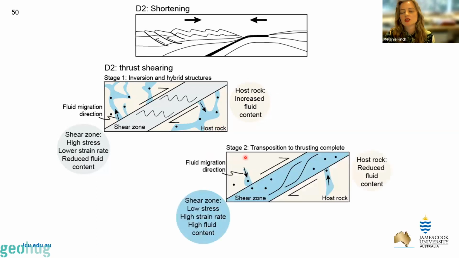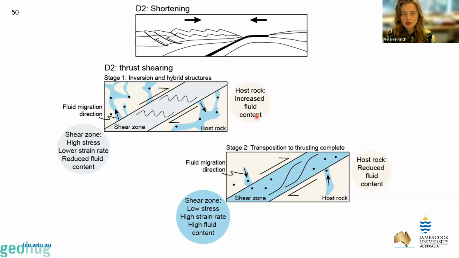Now, when the transposition to thrusting, in this case, is complete, then the shear zone becomes low stress again. It can again accommodate a high strain rate and a high fluid content. So this low stress site would attract fluids into it from the surrounding rocks, and fluids are sort of sucked back into the shear zone. Now, from here, it's possible that this process could form an ore deposit, but it's also just a way of getting an ore fluid back into a shear zone, and that fluid can then be transported up the shear zone to a structurally favorable site for deposition and ore deposit formation. So that's the idea there.